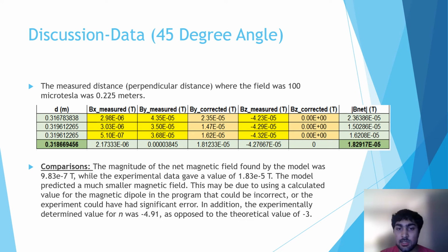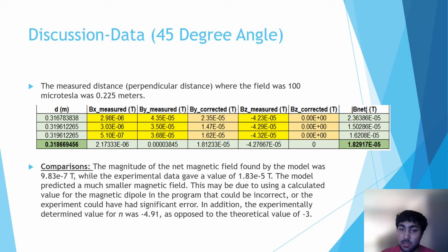The measured distance, where the field is 100 microtesla in the x direction, was 0.225 meters. The distance from both x and y components was 0.319 meters. The bottom row shows the averages for each column. The magnitude of the net magnetic field was 1.83 times 10 to the negative fifth Tesla.